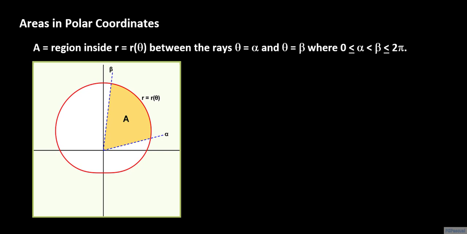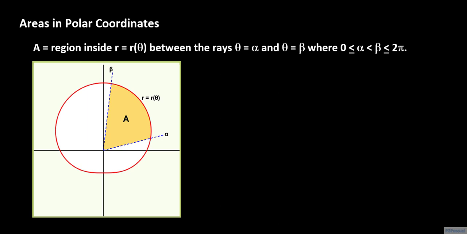In this lecture, we derive an integral formula for the area of a region that is described using polar coordinates. The region, which is region A, is bounded by the graph of r equals r of theta, and the rays theta equals alpha and theta equals beta. Here, alpha and beta are between 0 and 2 pi, with alpha less than beta.